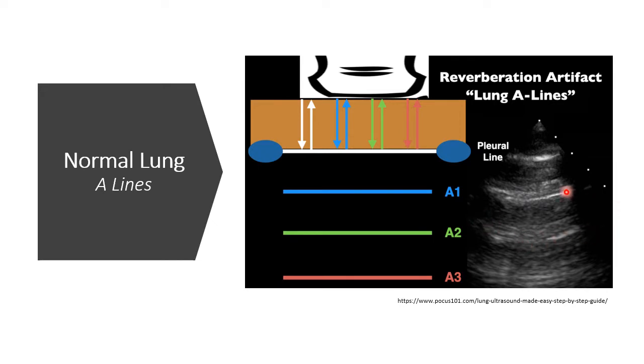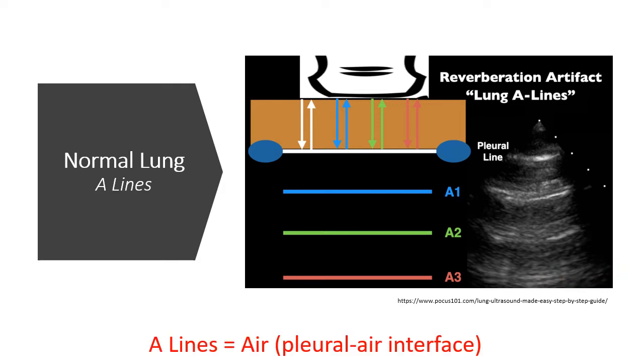It's important to note that each of these lines is an equal distance from each other, and so it continues to go down deep to the pleural line and gives you these lines that are known as A-lines. So A-lines occur anywhere that there is air below the pleura. This, of course, happens in normal lung that's filled with air, but also happens in the setting of a pneumothorax, which we'll talk about later.